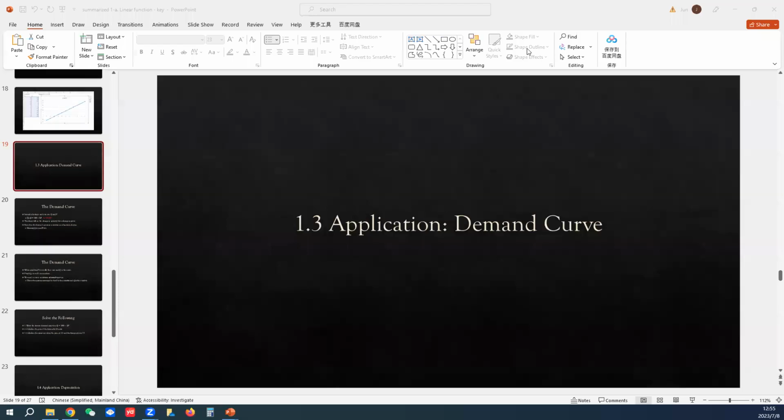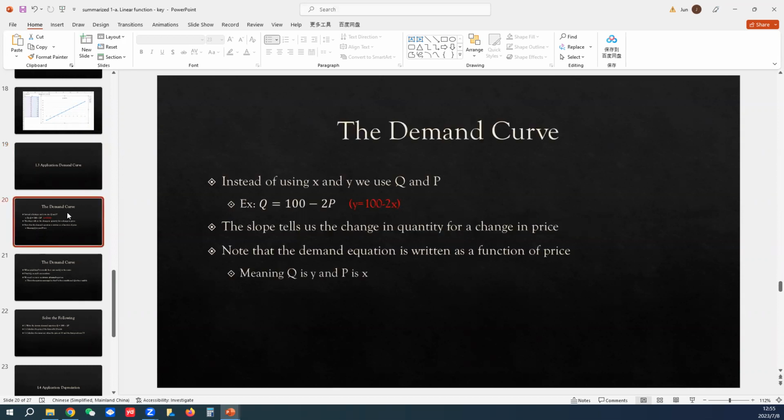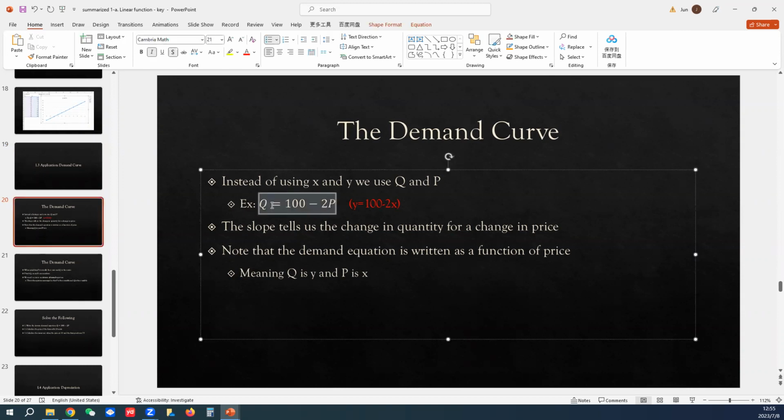Now in this part, we are to look into the application of the linear functions to business contexts. So the first one that we are looking into is demand curve. The most simplified version of demand is a line. It's linear, right? So here is one example. Q equals 100 minus 2P. And here Q is the quantity demanded and P is the price.